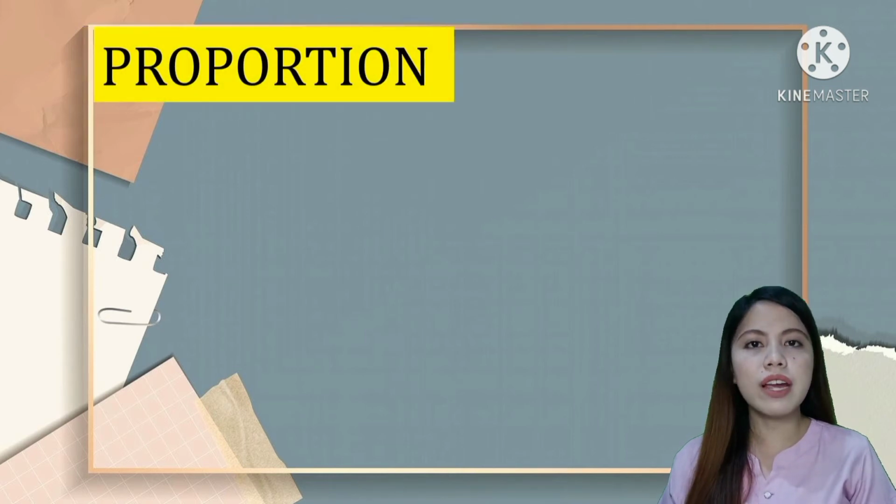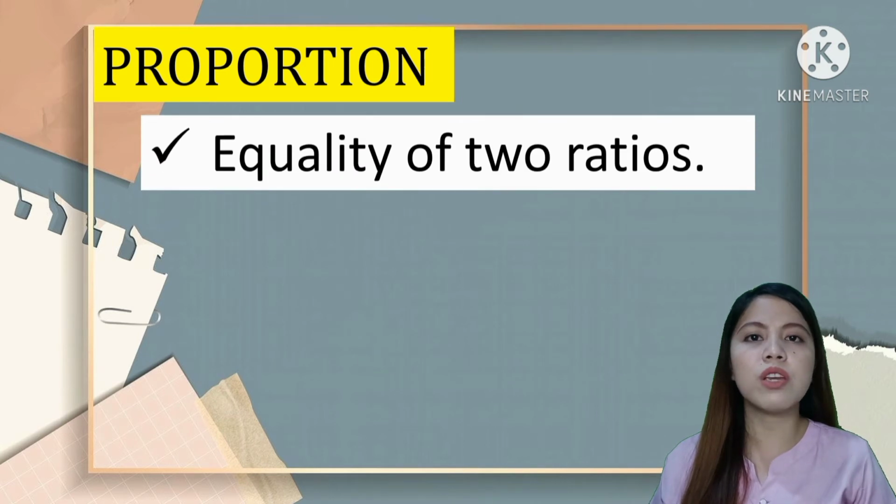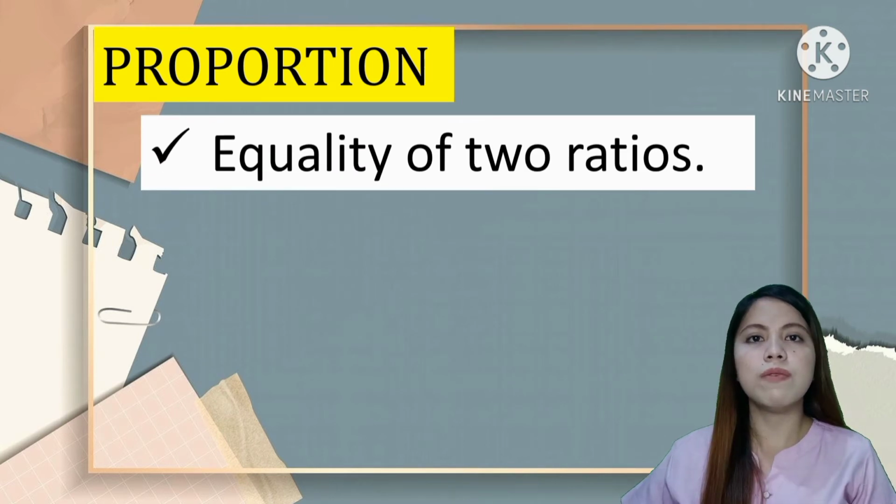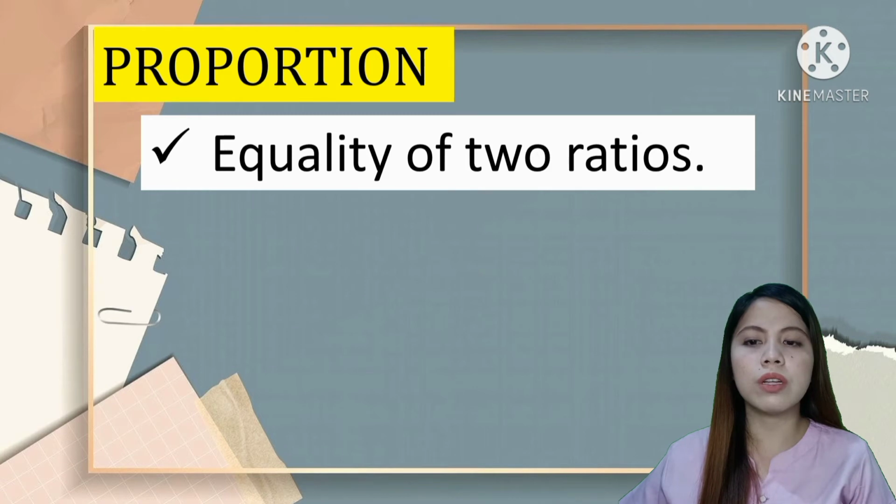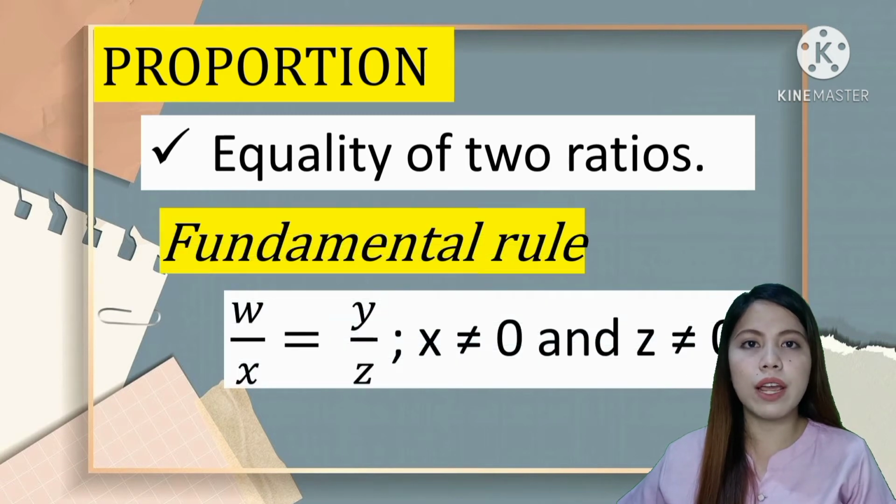Again, let me ask you this question. Do you have any question regarding our activity? Do you have any clarification? Okay, none. From our activity, who can define proportion? That's correct. Proportion is the equality of two ratios. The fundamental rule in proportion is W over X is equal to Y over Z, wherein X and Z is not equal to 0.